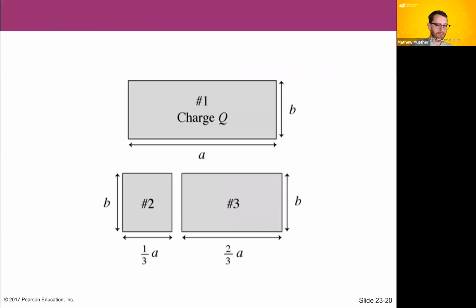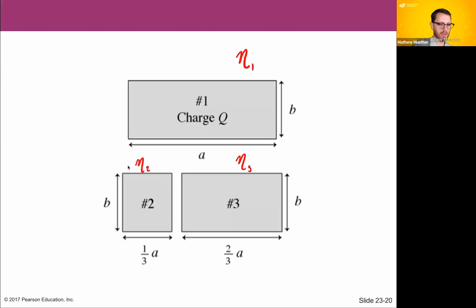What about this question? Let's imagine I have a sheet, right, that has length of one side of A and a length of the other side B. And then I'm going to snap it into two pieces below. Okay. The question is, how do the etas compare? So I want to calculate the surface charge density on these things. Surface charge density 1. This one's going to have surface charge density 2. This one's going to have surface charge density 3.